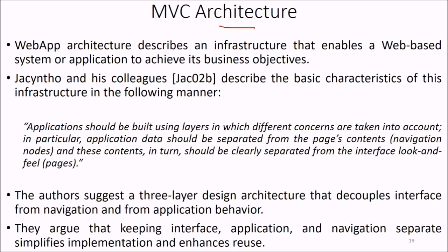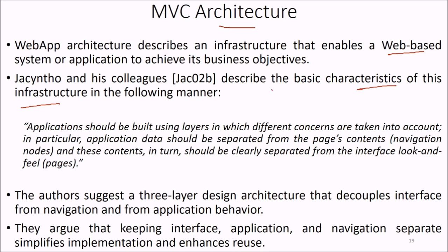So in this MVC architecture, which is actually the model view controller, the web app architecture describes an infrastructure that enables a web-based system or application to achieve its business objective. So Jacinto and his colleagues describe the basic characteristics of the infrastructure like this.